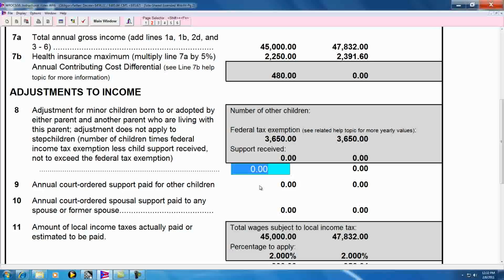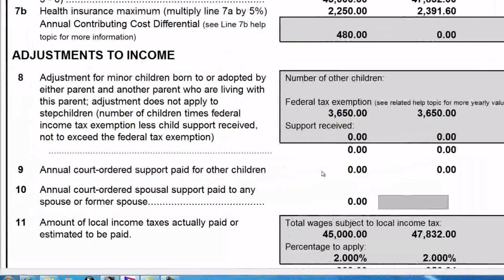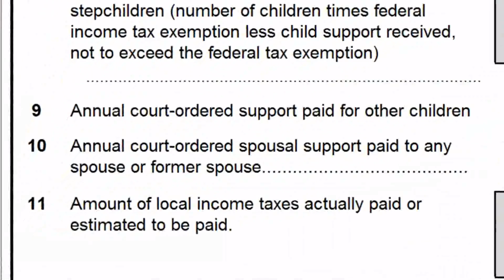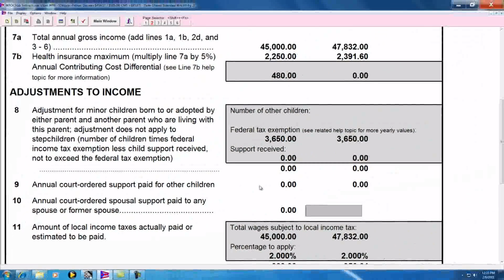Now, line 10 is for annual court-ordered spousal support. And it's interesting to note that in prior versions of the statute, line 10 used to read support paid to a former spouse, and it left open the question as to whether the current spouse or the soon-to-be former spouse was to be included. You see, the present language changed that to any spouse or former spouse, which clarifies that the present spouse would be included in calculating the amount to be entered on line 8.